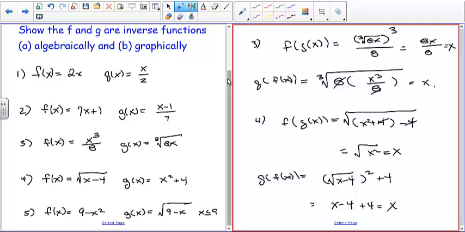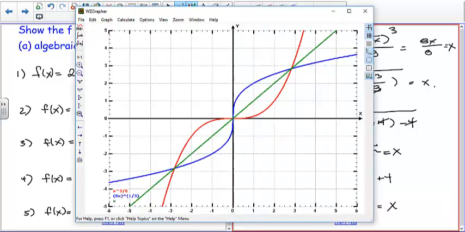So let's do that graphically. Now what we'll find out is that this domain is for x greater than 4, whereas this domain is all real numbers. So it's an inverse function with a limited domain. The domain is somewhat limited.